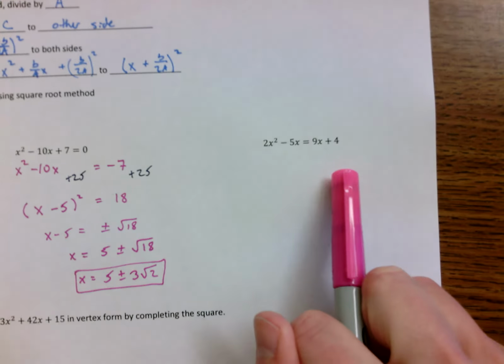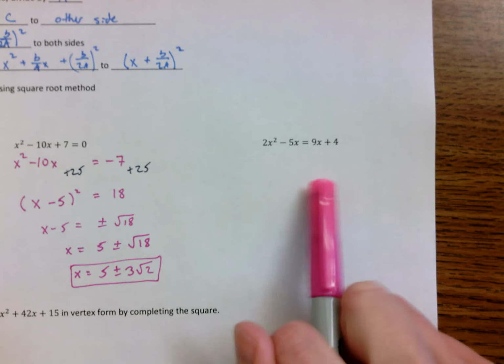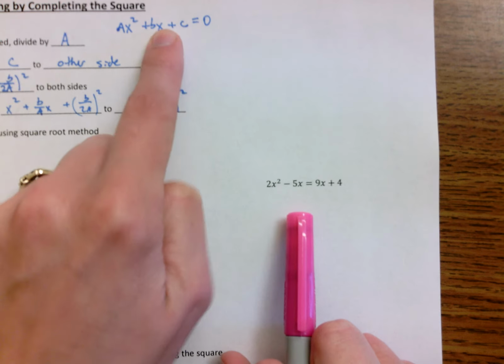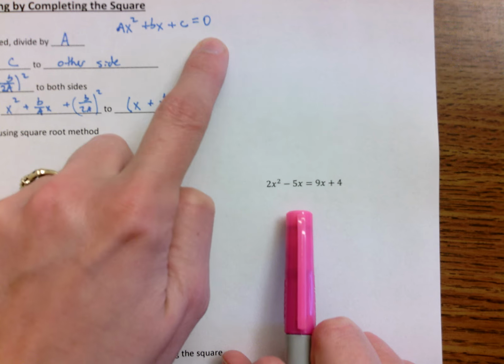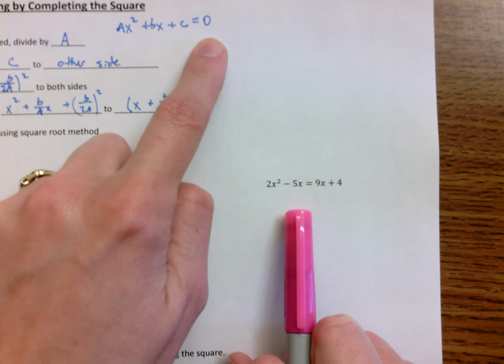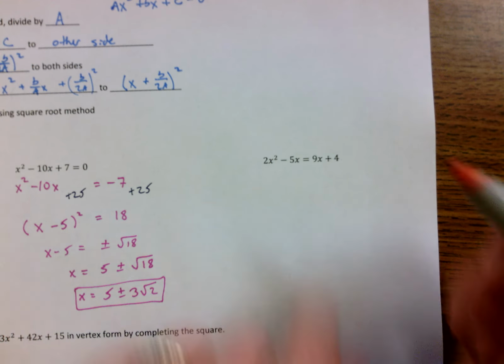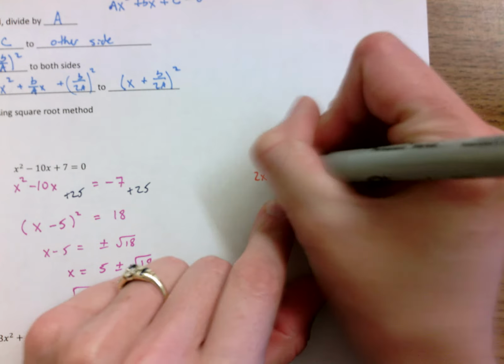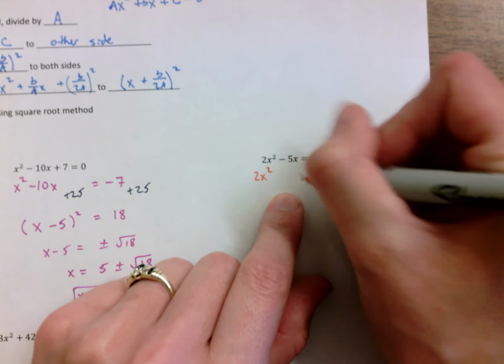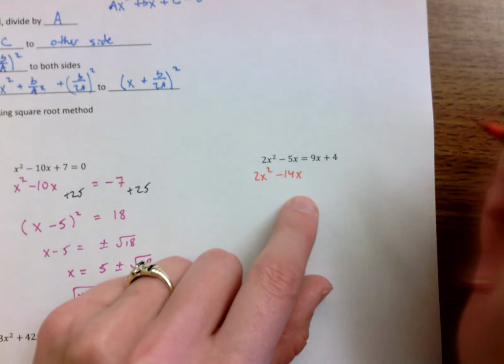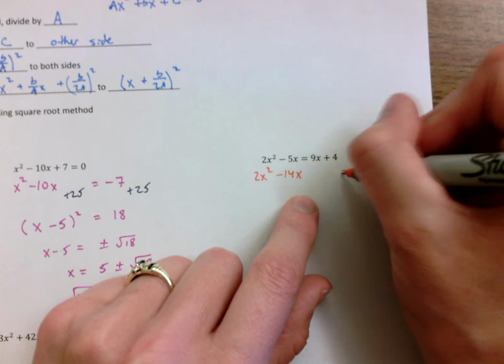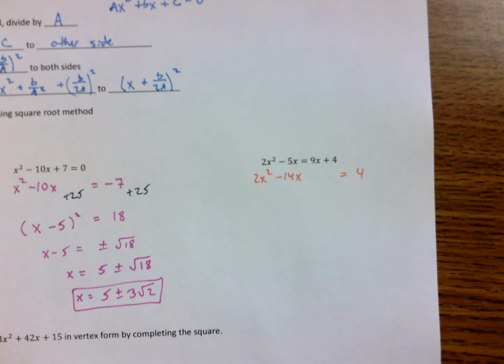All right, now this one over here is kind of a mess just because we have stuff everywhere. We're not yet in this ax squared plus bx plus c equals 0 form. So the first thing I'm going to do is rearrange this a little bit so that it's in the correct form. It's going to give me 2x squared, and then I'm going to bring this over here. That'll be negative 14x. The 4, though, I might as well leave over there because I know that's going to be my next step.